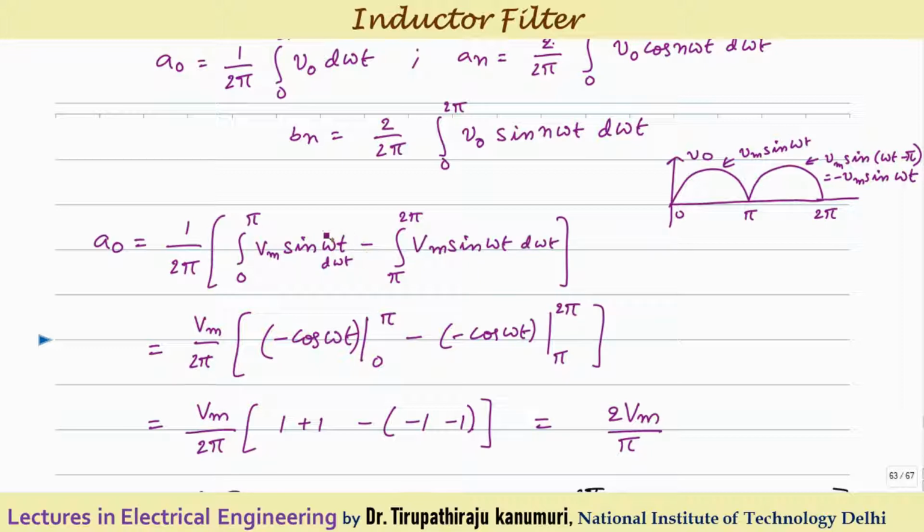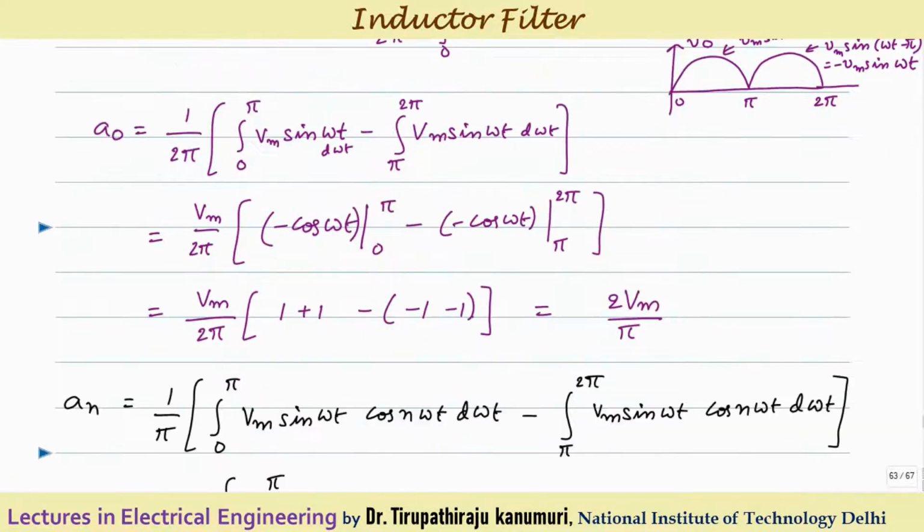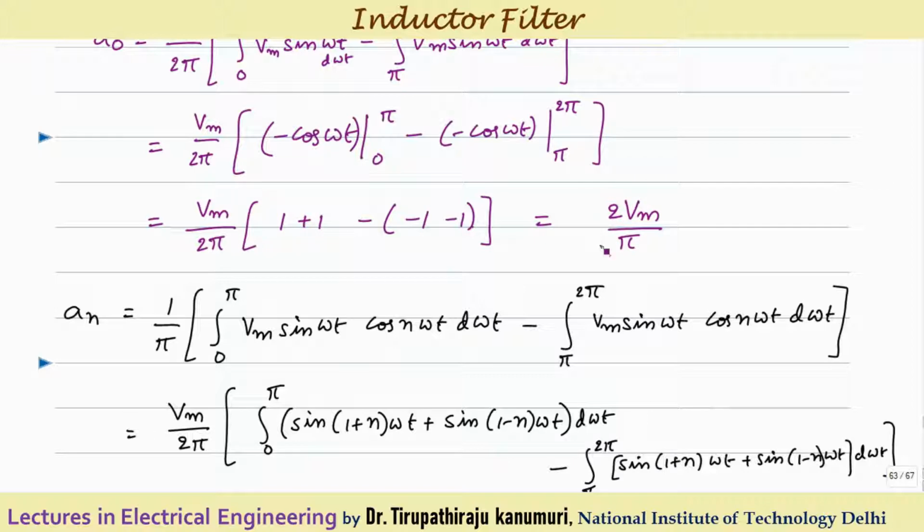We know the integration of sin omega t is minus cos omega t. I have substituted the limits 0 to pi. Similarly here also it will be minus cos omega t, with limits pi to 2 pi. So when you substitute the limits, you will get your answer as 2V maximum by pi. So we can tell that out of all the components, the DC component is 2V maximum by pi.